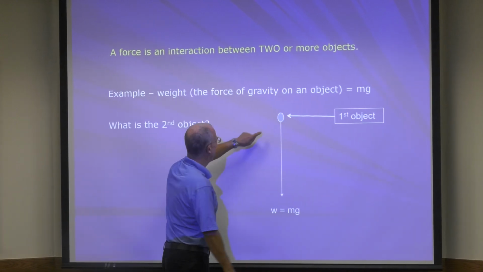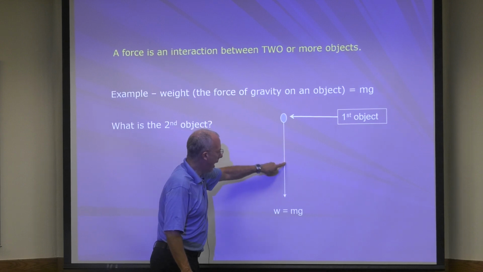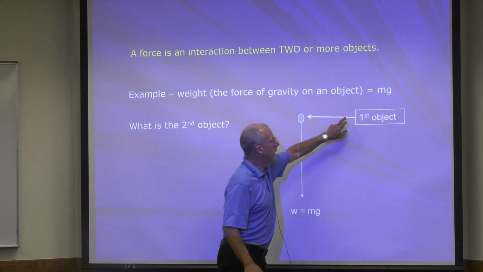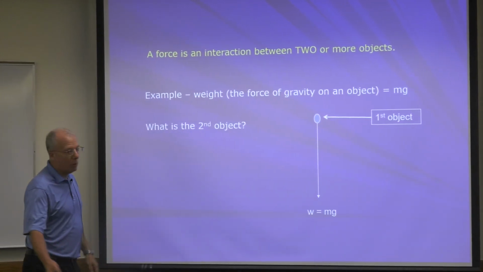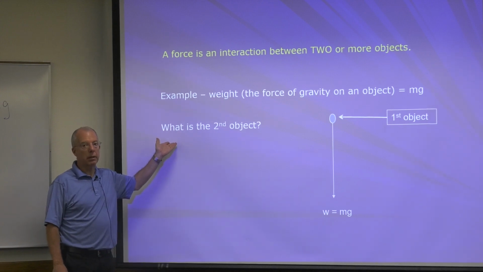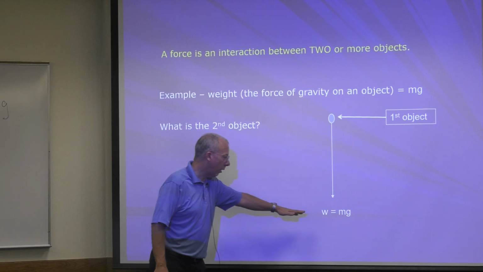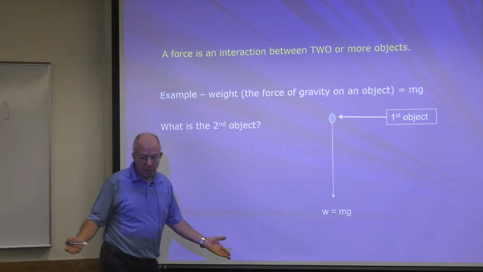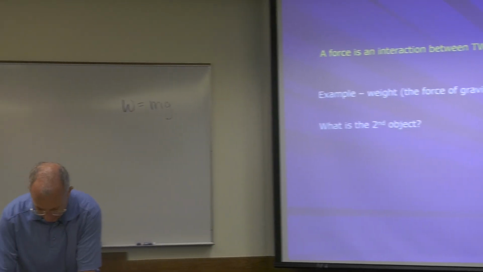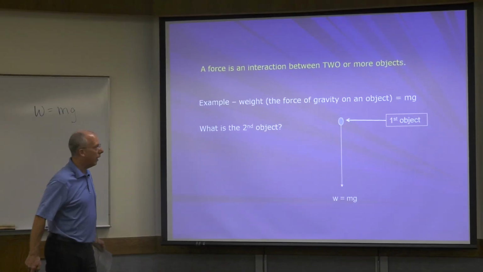So it's the force of gravity on an object. Let's say this is me, right? So here's me, and this is the force of gravity acting on me. Weight equals mg. So this is the first object, right? Now, a force is an interaction between two or more objects. So here's the question. What is the second object? In other words, what is pulling on me with a force equal to my weight? Well, it's the Earth, right? Because again, a force is an interaction between two or more objects. So the Earth is the second object.